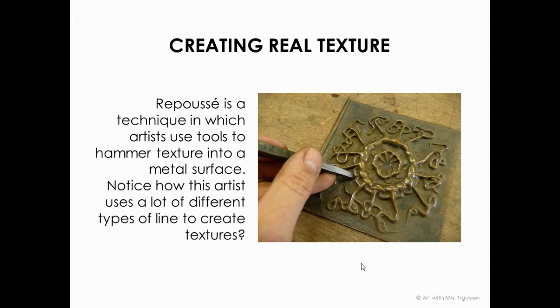Repoussé is a technique in which artists use tools to hammer texture into a metal surface. You can see that here. Artists using this metal tool here. Obviously, the hammer isn't pictured, and hammering parts down and then leaving other areas up. So it has almost like a relief sculpture look, just made out of metal.